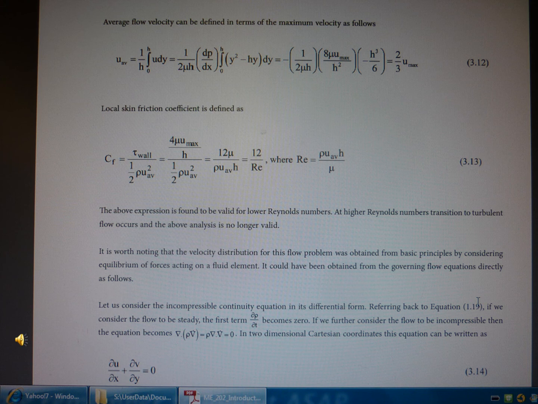Continuing to simplify the equation, the average velocity is 1 by h integration 0 to h u dy. Then continuing the calculation, 1 by 2 mu h multiplied by dp by dx, integration 0 to h y square minus hy dy, equals minus 1 by 2 mu h multiplied by h mu u maxima divided by a square, which is a square divided by 6, so we get 2 by 3 u maxima. The viscous shear coefficient is rho u average h divided by mu. So the two-dimension equation is del u by del x plus del v by del y.